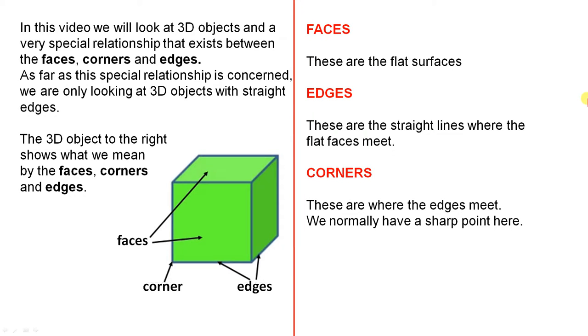The 3D object to the right shows what we mean by the faces, corners and edges. Now firstly, let's look at the faces. These are the flat faces, that is, that top flat section there, this side flat face there, this one here, and the other three we can't see.